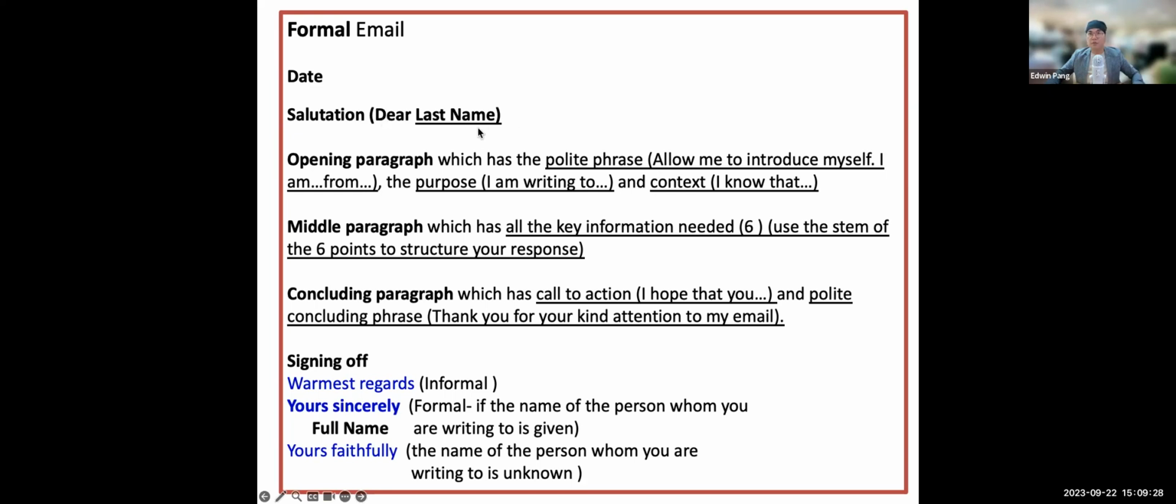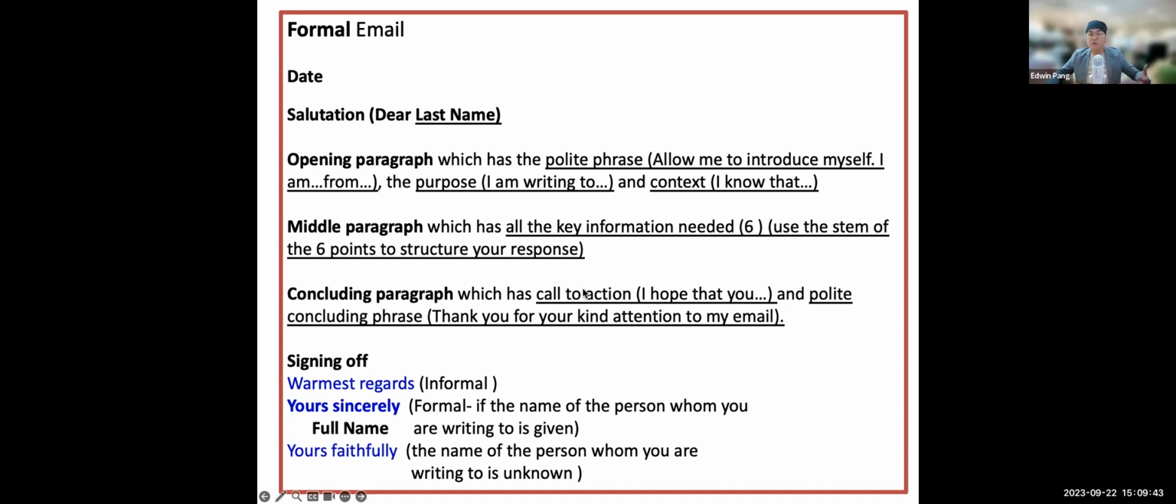Mr. Tan, Mr. Lim, Mrs. Lim, Mrs. Ong, right? Mrs. Chandran. This is the last name only. Where will I put the title of the person? All the way at the bottom here. Okay? The call to action, right?